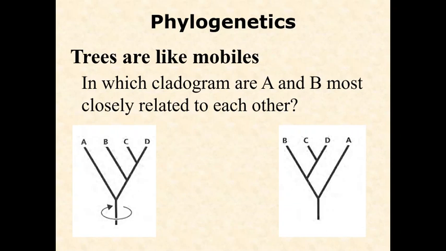We'll continue our discussion of phylogenies and go into a little bit more depth about types of phylogenies, how to read and interpret phylogenies, and then look at some of the terminology that's used as we base our classifications of organisms on these phylogenies. So phylogenetic trees, sometimes just called trees, are like mobiles.